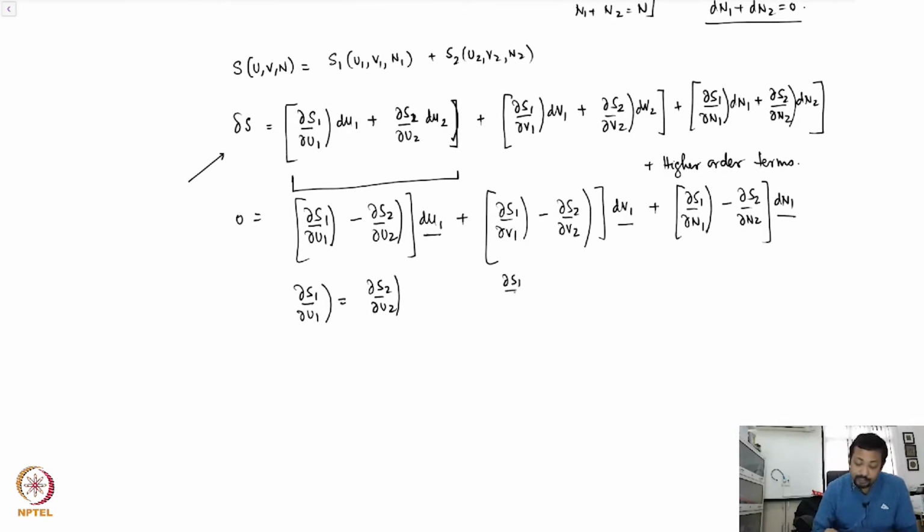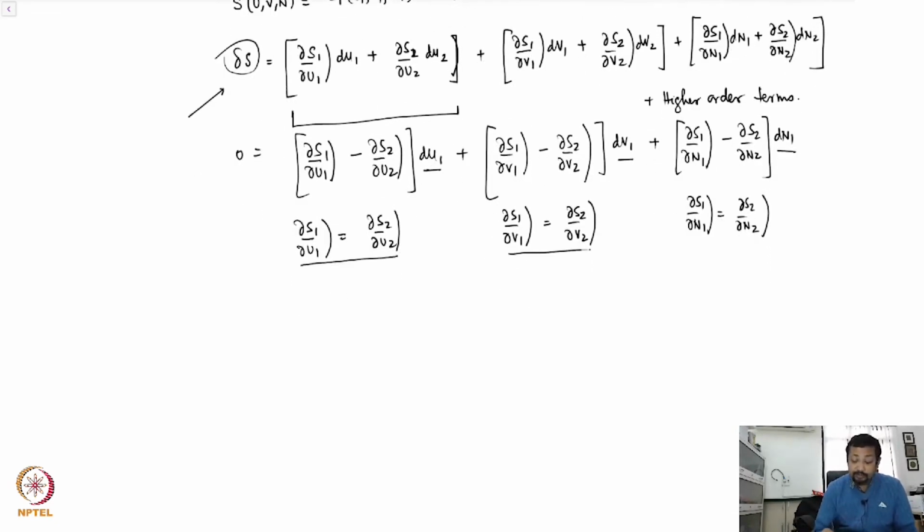This means ∂S1/∂V1 is going to be ∂S2/∂V2, and this essentially means ∂S1/∂N1 is going to be ∂S2/∂N2, right? Provided the final state you are looking at is an equilibrium state. If it's an unstable equilibrium, the system might spontaneously go to a new equilibrium state, and in that case ΔS is not going to be 0 and we cannot argue in this manner.